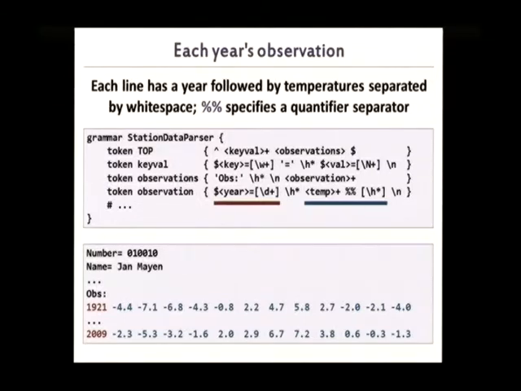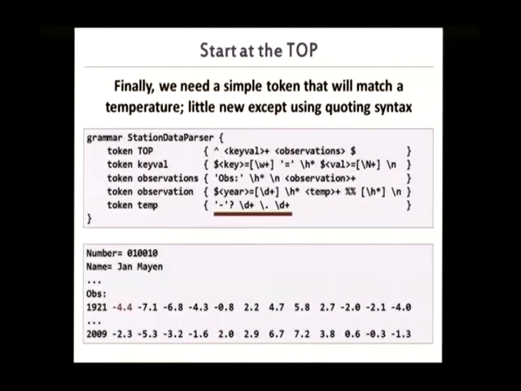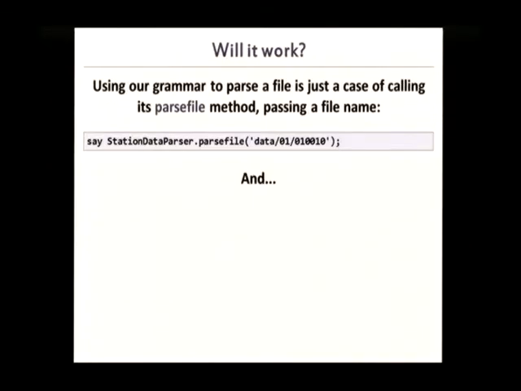All right, and then what's a temperature? It's maybe negative, it's a digit, a dot, and some more digits. And that's it. That is a complete description of how to parse this text. And it's nicely broken up into small pieces, so we can understand what each of the little bits does. So, the question is, will it work? Well, let's see.